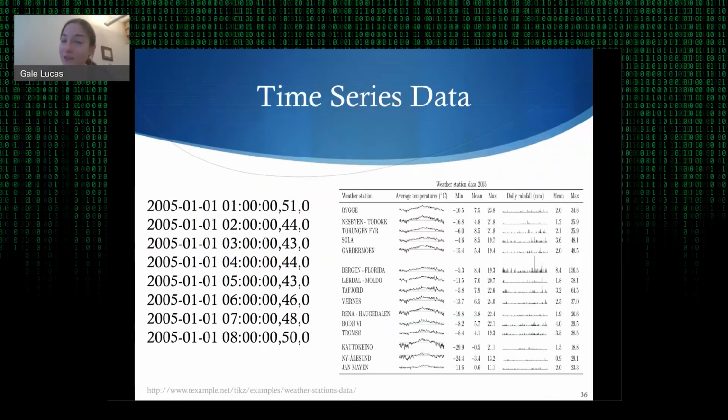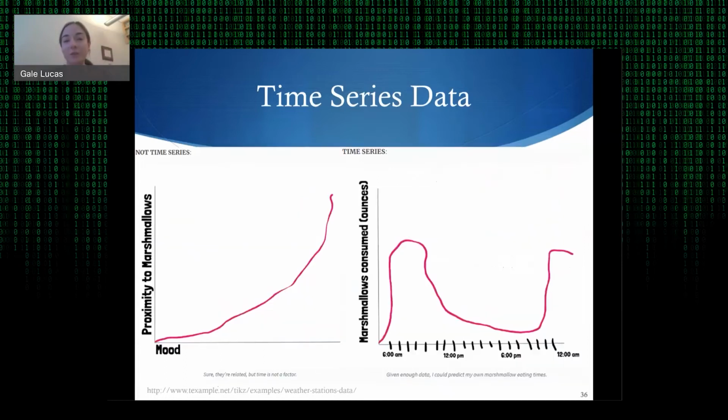You can have time series data. Time series has an element of time and how the variables that you're interested in, like here, temperature and rainfall, change over time. It can be represented in tabular form, but there is a key difference between time series data and non-time series tabular data.